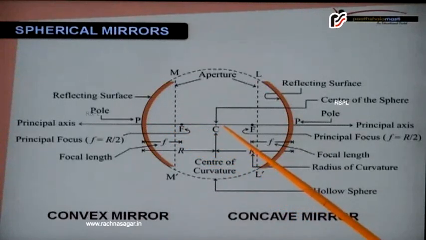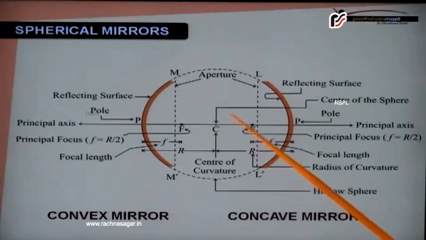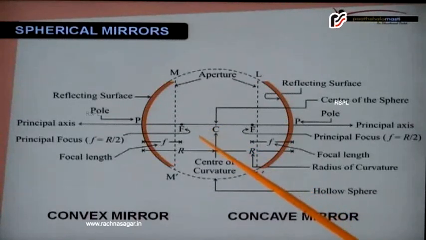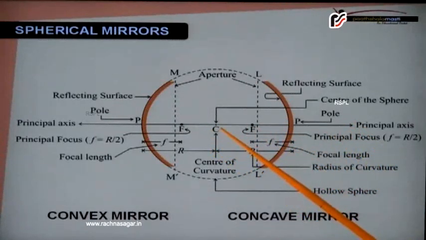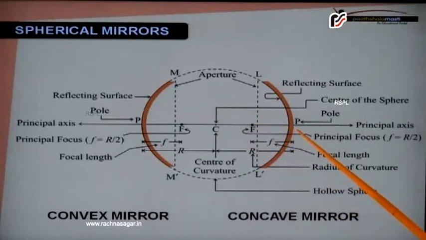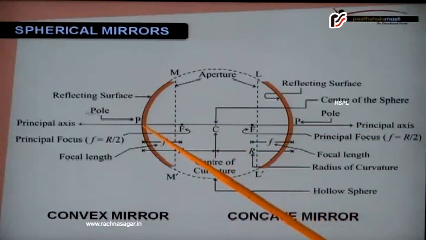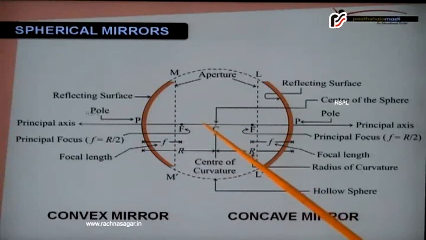Third one is center of curvature. Center of curvature means the center of this hollow sphere of which the mirror is a part is known to be the center of curvature. C indicates the center of curvature. Now principal axis, a line passing through P and C, this one is known to be the principal axis. In the same case for the convex mirror, a line passing through pole and center of curvature is known as principal axis.